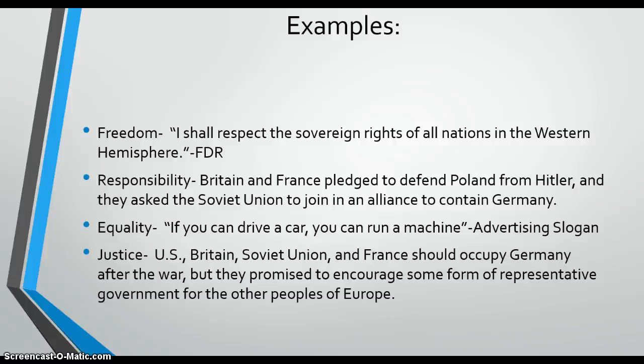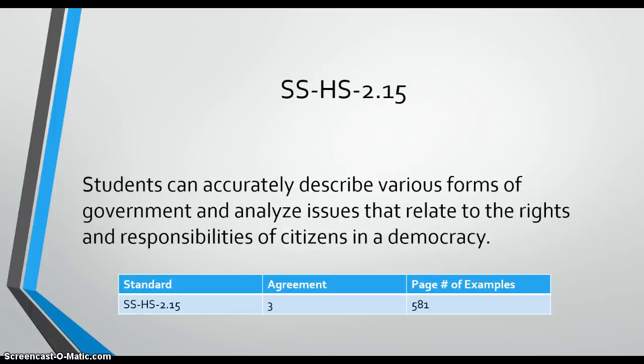Whenever it talks of justice, found in the text: the U.S., Britain, Soviet Union, and France should occupy Germany after the war, but they promised to encourage some form of representative government for the other peoples of Europe. Right there we see that the Allied forces, Britain and the Soviet Union, after the Yalta Conference, decided that their judgment involved in the determination of rights and assignment of rewards and punishments was that they stay in Germany and occupy it, but at the same time they give them a sense of justice because they are going to find a better alternative.